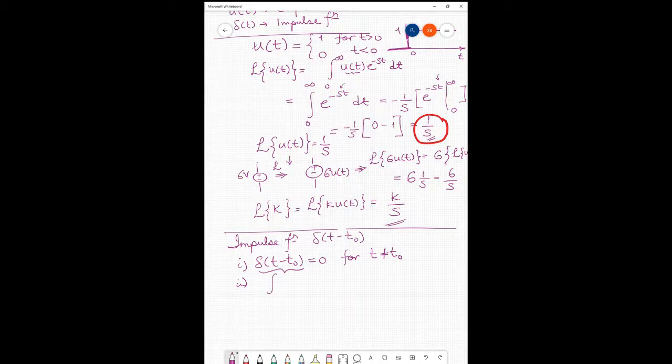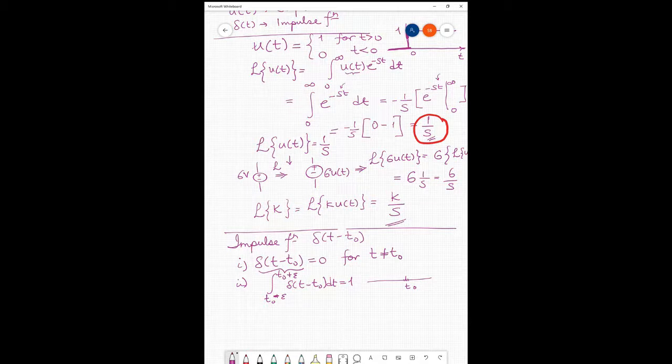So if we integrate that from t naught minus a very small number to t naught plus a very small number, in the time domain, if this is t naught, we are integrating between a very small amount on the left and a very small amount on the right. And if we integrate this Dirac function, t minus t naught, with respect to time, it should give us 1.